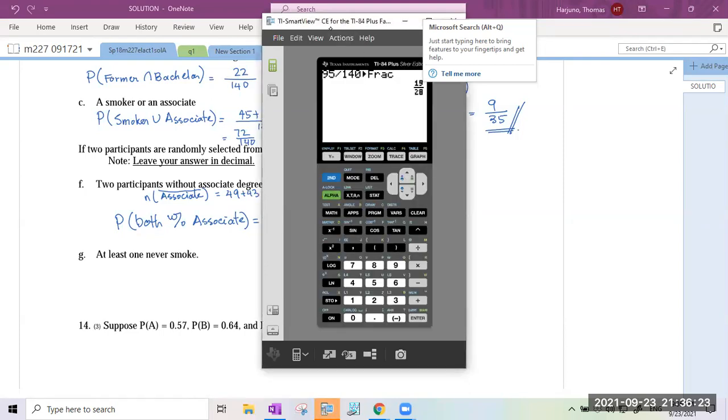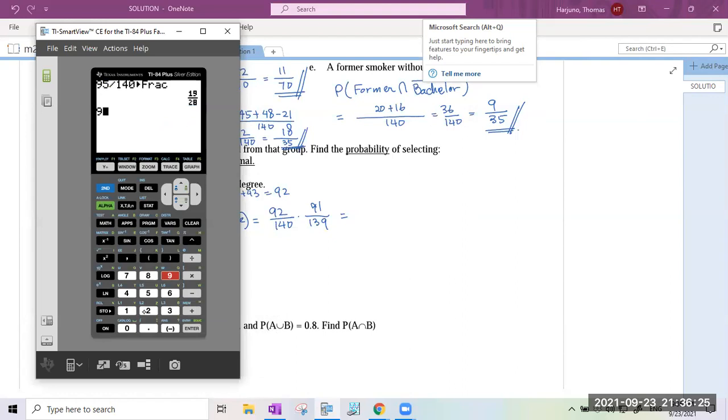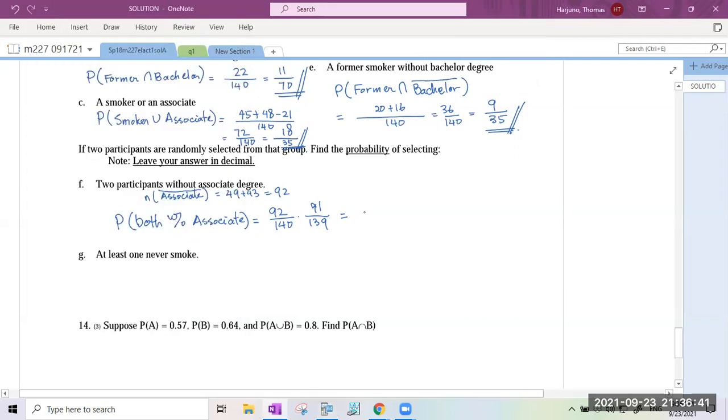So that will be 92 over 140. Continue right away. Times 91 over 139. Okay, then from there you see, oh, this is 0.43022.